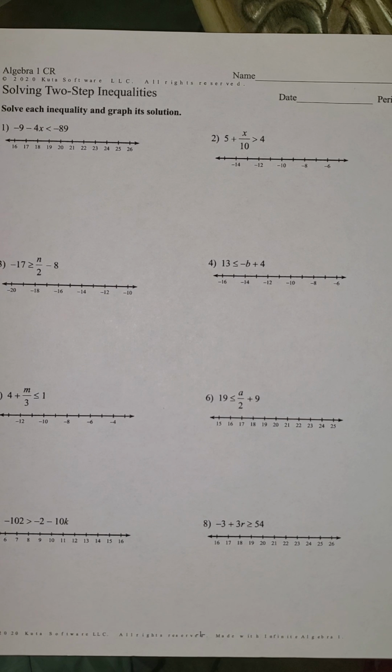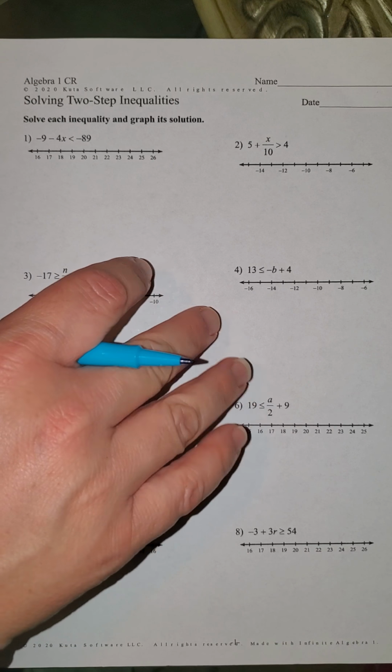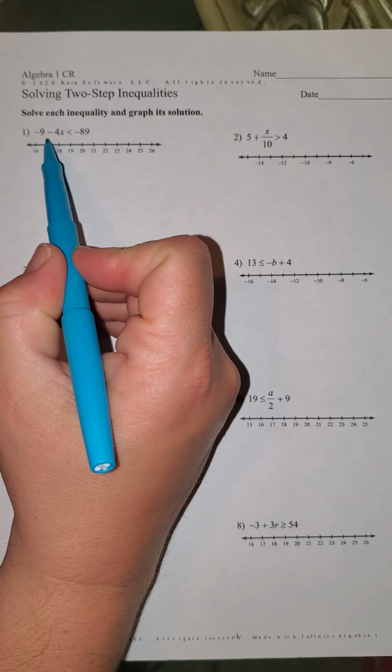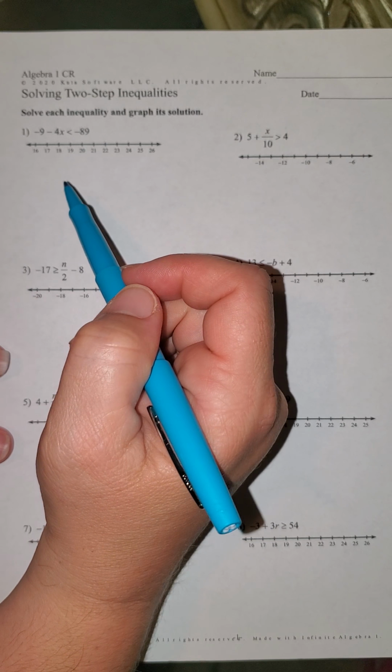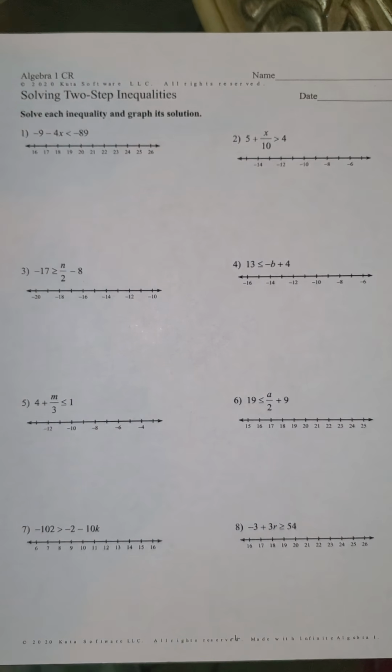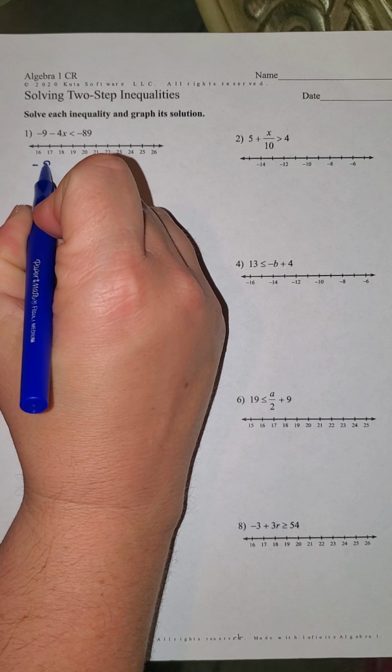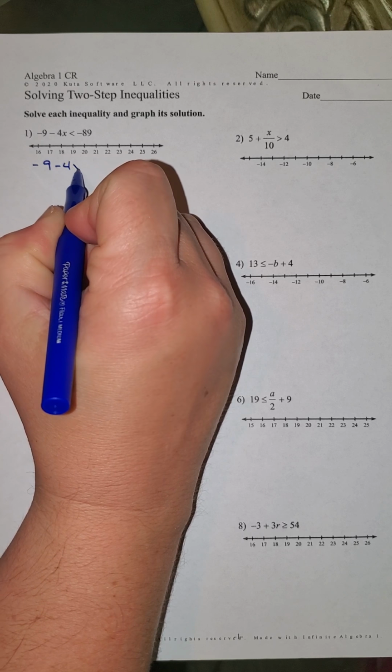All right, now I picked number 1 on purpose because of yesterday's attendance question. A lot of people said that when you divide by a negative, you don't switch the sign, but actually you do. So if I was solving number 1, today you have all two-steppers.